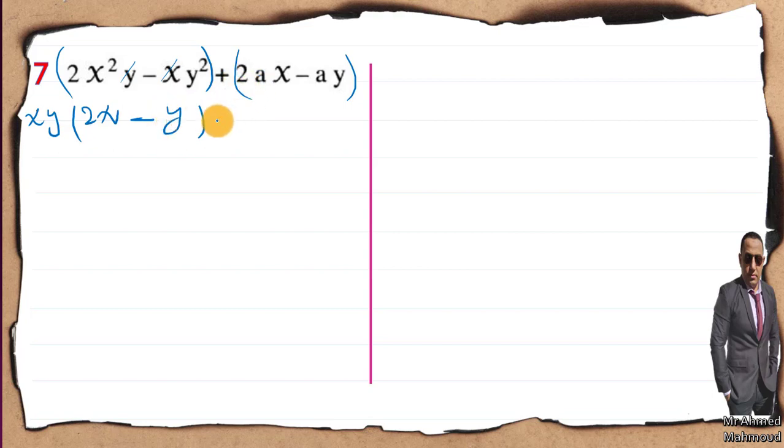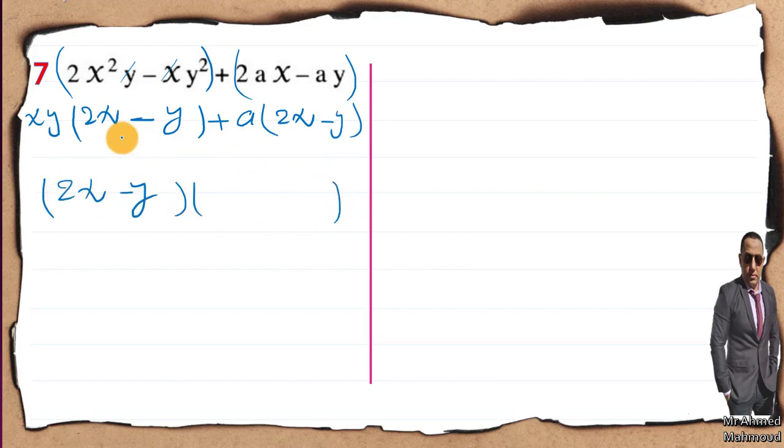Here the common factor is positive a. Okay, 2ax over a equals 2x, negative ay over a equals negative y. Look at the two brackets, they are the same, so I'm going to open two brackets. The first bracket is 2x minus y, and here xy from here, and positive a from here.